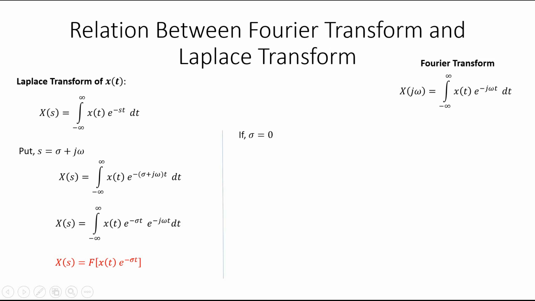Suppose sigma is 0, means s has only an imaginary part. Then e raised to minus sigma t becomes 1, since sigma is 0. So x of s is equal to the integral minus infinity to infinity of x of t e raised to minus j omega t dt. Means these both are equal: the Laplace transform is equal to the Fourier transform. So we can conclude that the Fourier transform is equal to the Laplace transform when s is equal to j omega. Or we can say that if s is equal to j omega, we can find the Fourier transform from the Laplace transform by simply substituting s equal to j omega.